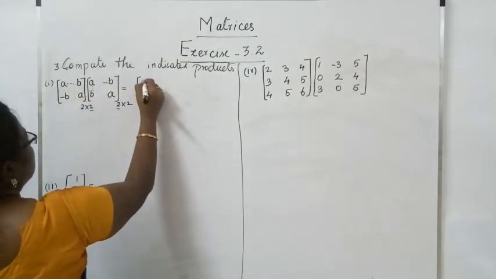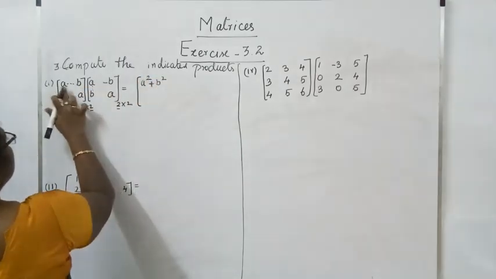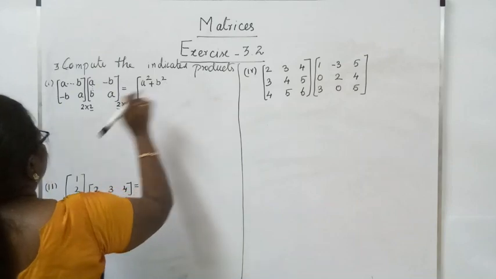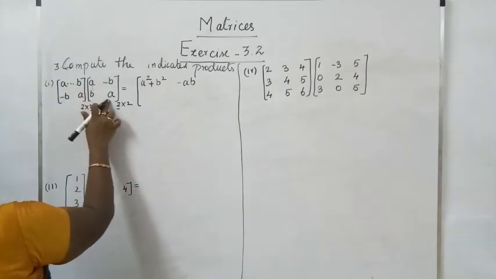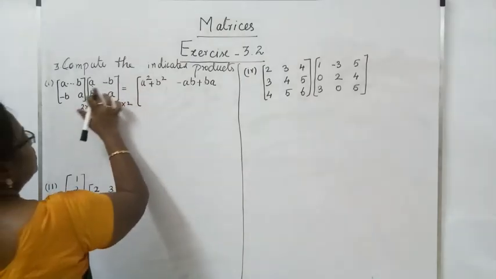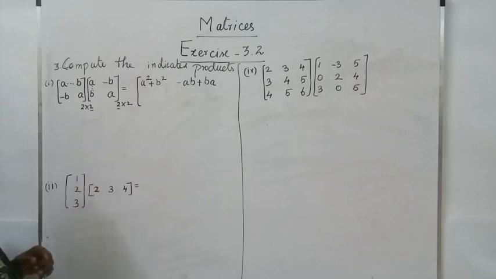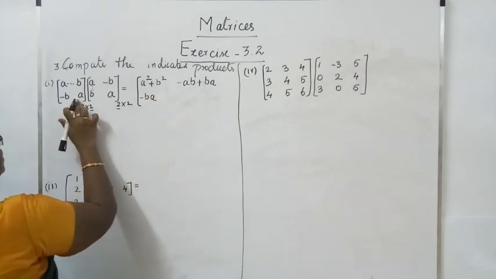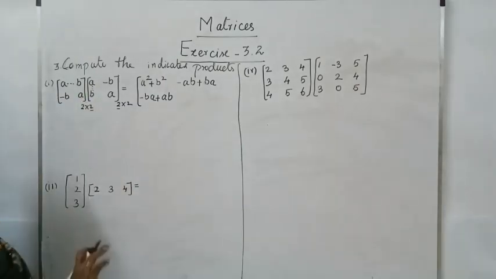Now you start multiplying the first row with first column: A into A square, plus B into B square. Now first row with second column has to be entered in first row, second column. So A into minus B, minus AB, and B into A, plus BA. Now see here, first row with first column and second column, it is over. Now second row with first column and second column we should do. Minus B into A, it will be minus BA. And then A into B, plus AB. Second row with first column is over now.